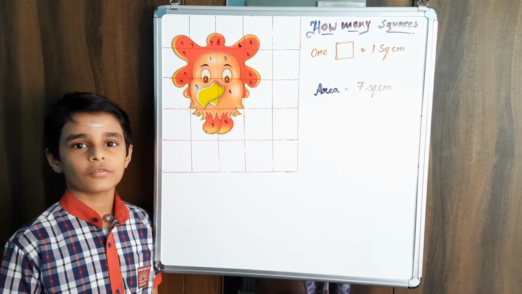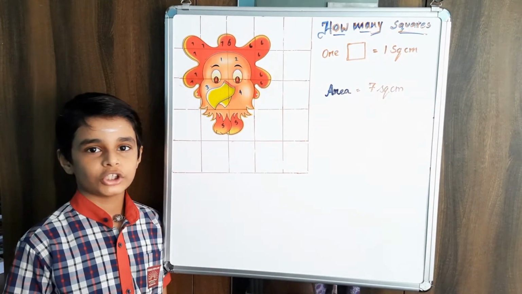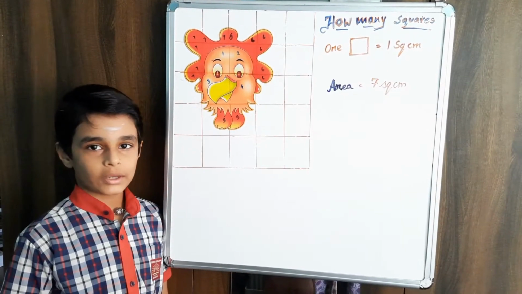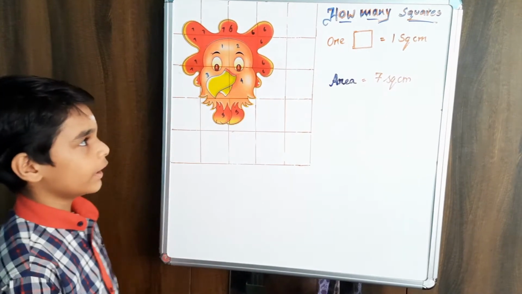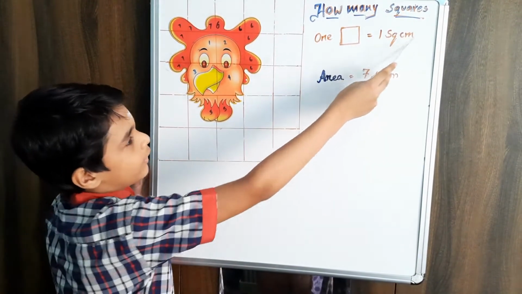What is the definition of an area? Area is the amount of space inside an object or a shape. Area is measured in square centimeters, square meters, etc. Let us take that 1 square like this is equal to 1 square centimeter.